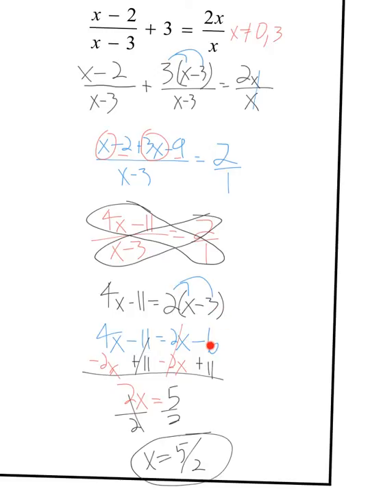2x minus 6. Minus 2x to the other side, you get 2x. Add 11 to the other side, you get 5. Divide by 2, you get x equals 5 over 2. So that's really the easiest way of going about it.